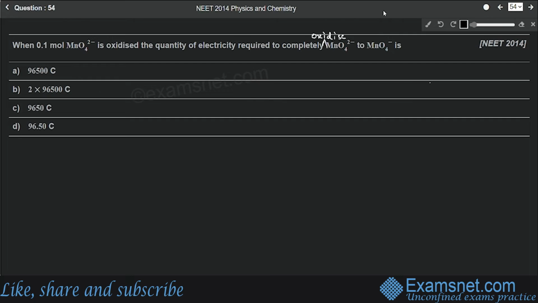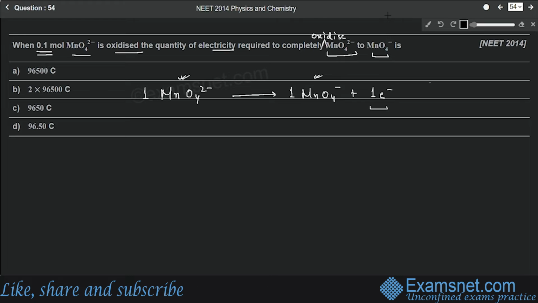Question number 54 is from the chapter Electrochemistry, and the question is, when 0.1 mole of MnO4 2- is oxidized, the quantity of electricity required to completely oxidize MnO4 2- to MnO4- is. Okay, so if we write the reaction for this oxidation, we have MnO4 2-. When it oxidizes, it will give MnO4- plus 1 electron. So basically MnO4 2- will lose 1 electron to form MnO4-, isn't it? So 1 mole of MnO4 2- is giving 1 mole of MnO4- and 1 electron.